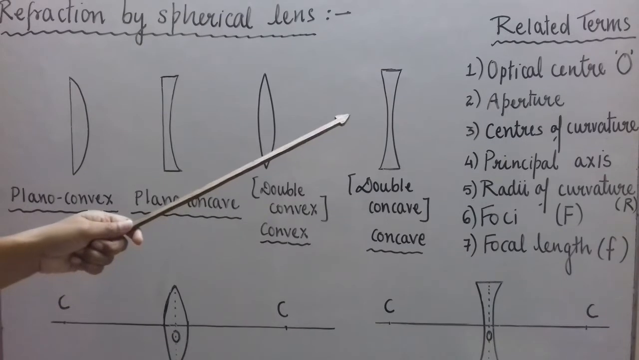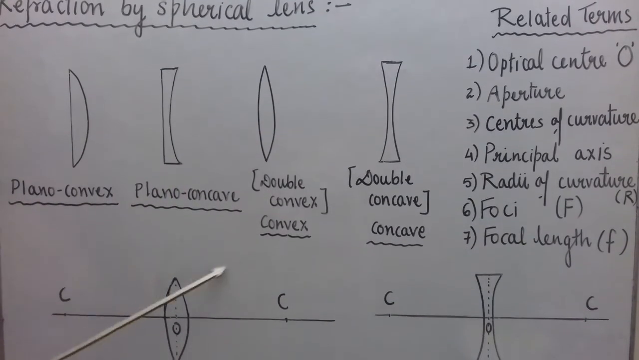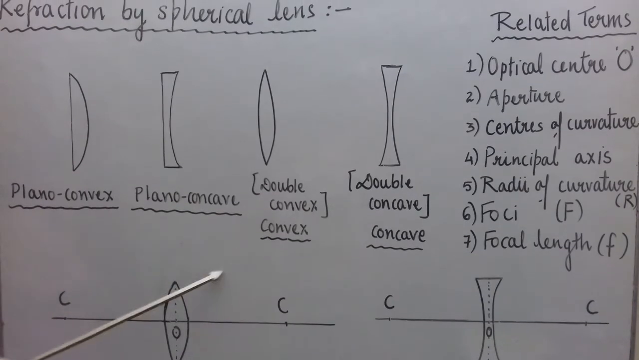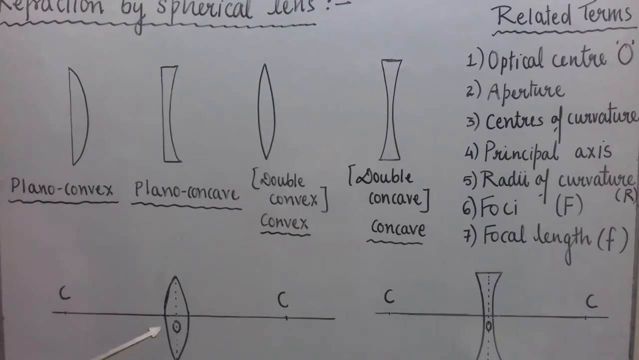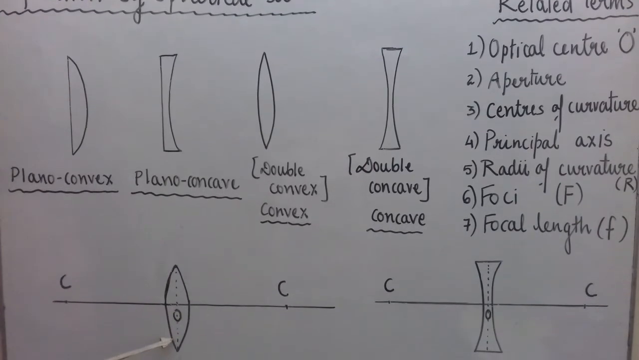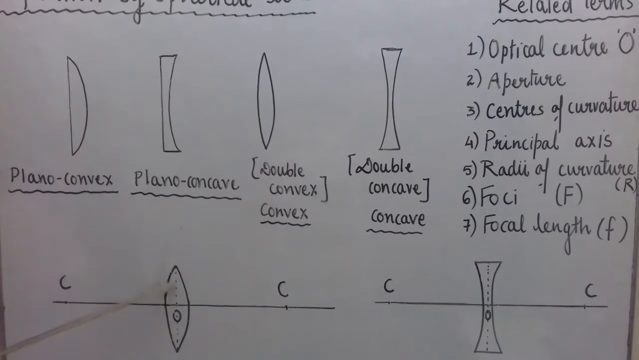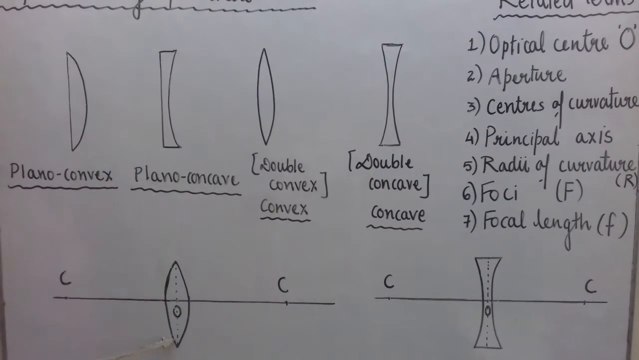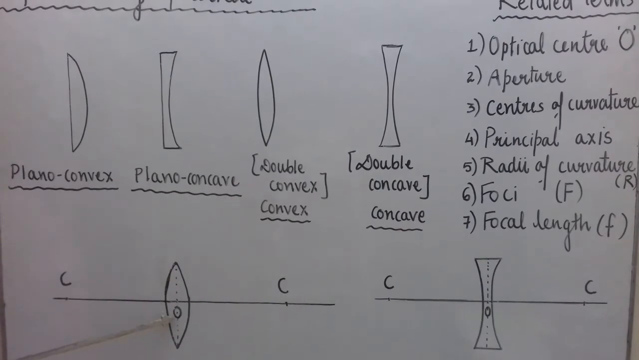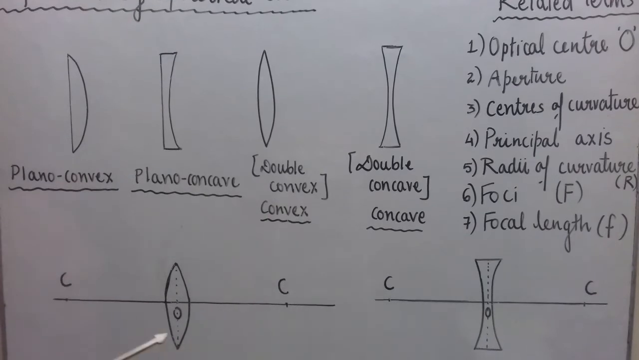Next is aperture. If you see this lens from the front, it will be circular, having a circular outline or boundary, and the diameter of that circular boundary is called the aperture. So the diameter of the refracting surface of the lens is called its aperture. I have represented it here by dotted lines. Similarly there I have used the dotted line to represent the aperture.